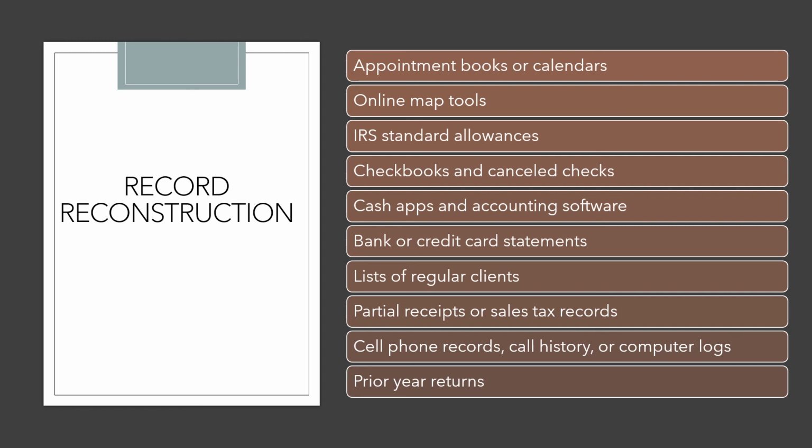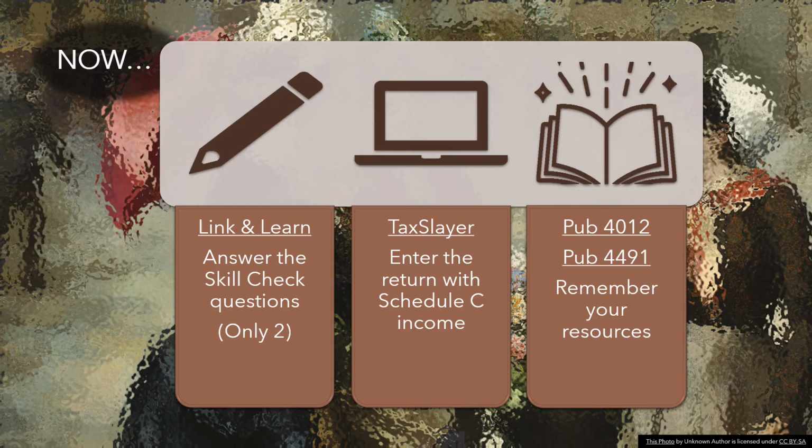And then the cell phone records, call history, computer logs, and prior year returns. Whew. So now that we've been through the entire business income lesson, part 1 in the last video and this was part 2, you should be ready to help clients with and file a lot of the simpler kinds of Schedule C returns that we see. Certainly there's a lot of material here, and if you can't memorize it all, really don't feel bad about yourself.